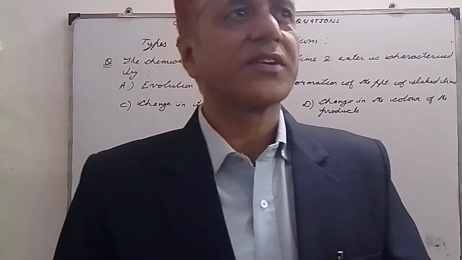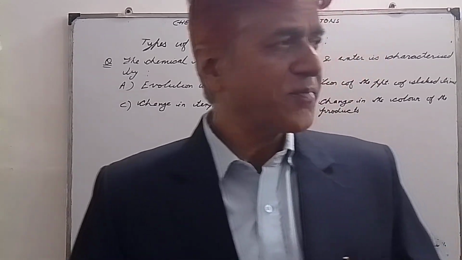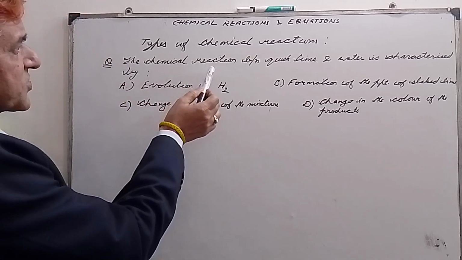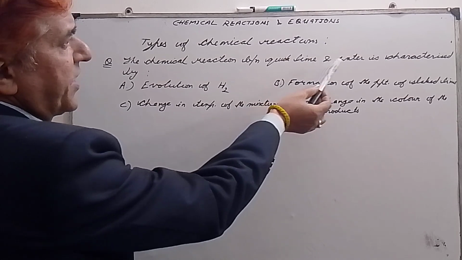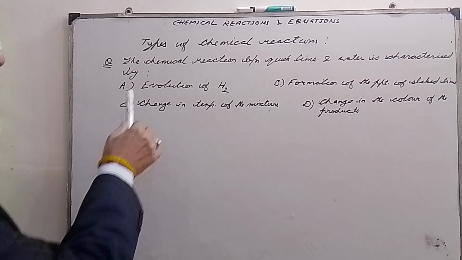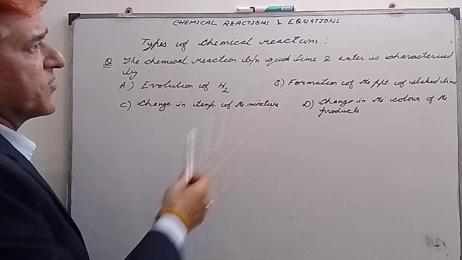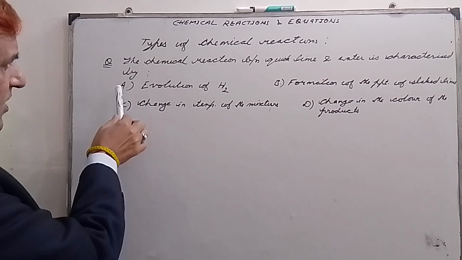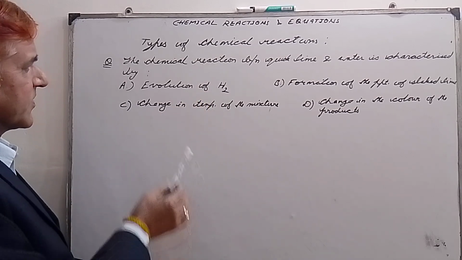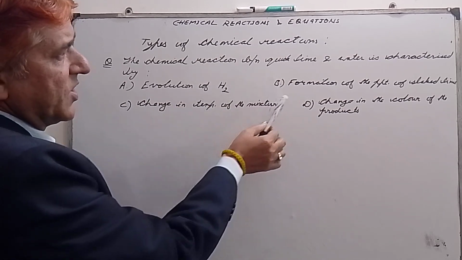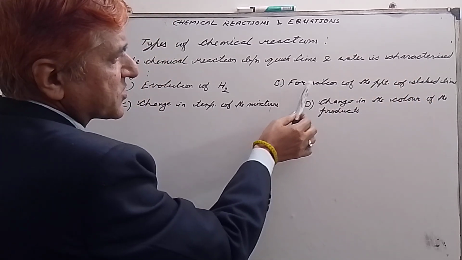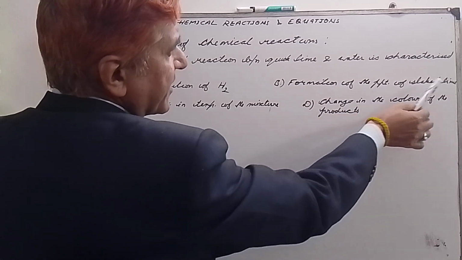So I have a question related to our previous video for you. So I am giving you this question. The question is that the chemical reaction between quicklime and water is characterized by, I am repeating, the chemical reaction between quicklime and water is characterized by option A, evolution of hydrogen gas, B is formation of precipitates of slaked lime.